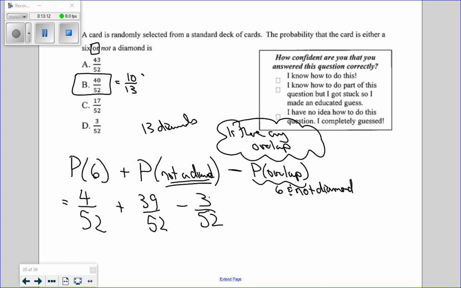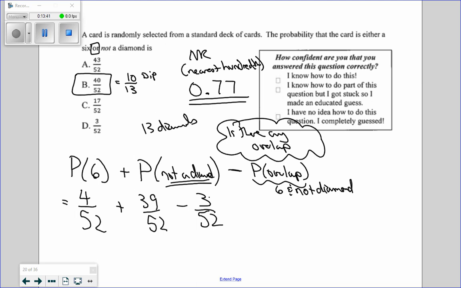Okay, so on the diploma, they will have it in its reduced form. They won't leave it as 40 over 52. They could also make this a numeric response question and ask you for the nearest hundredth. So if you punch this into your calculator, what is the decimal to the nearest hundredth? So 40 divided by 52. 0.77. Okay, so they can make it a numeric.